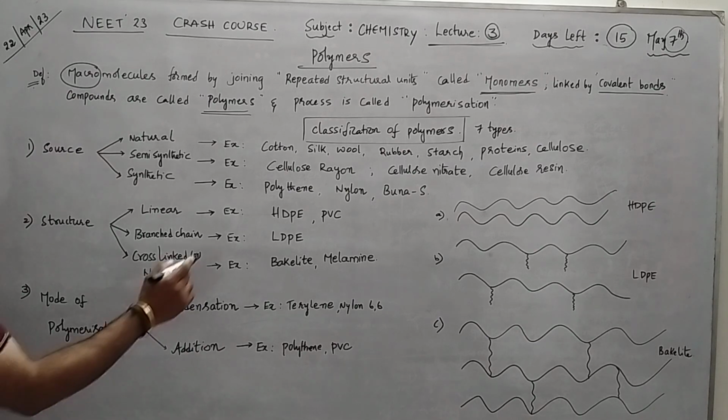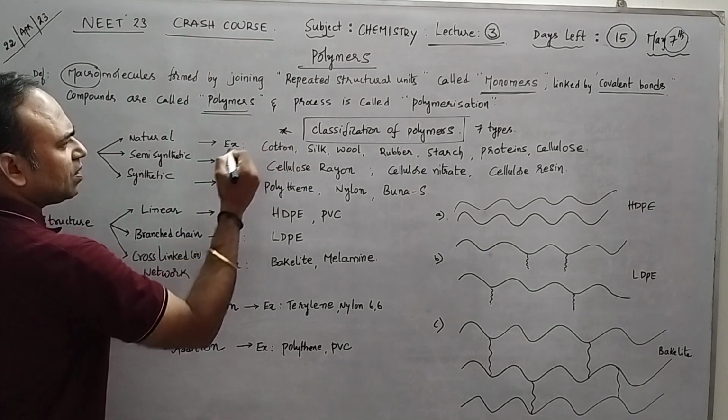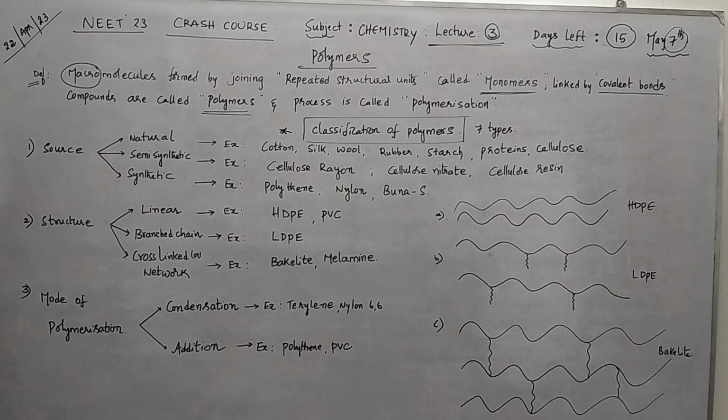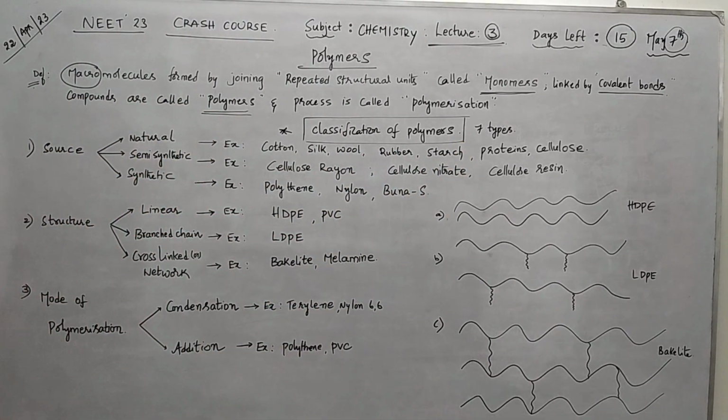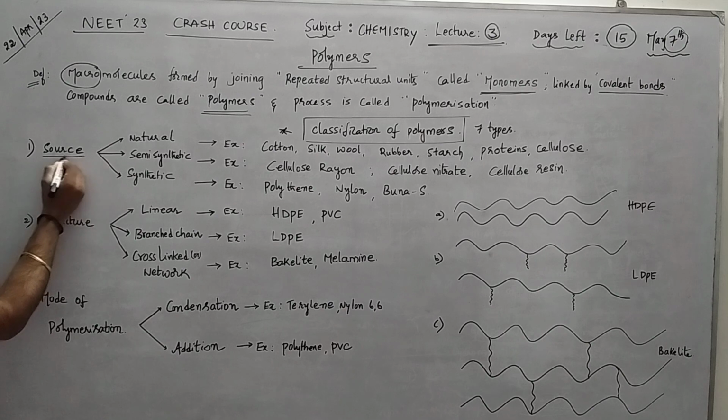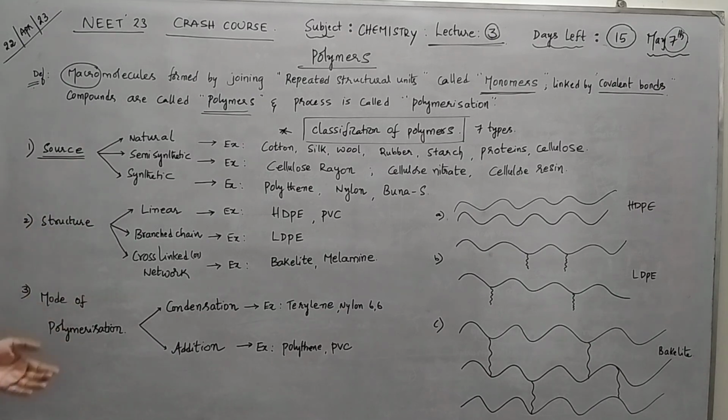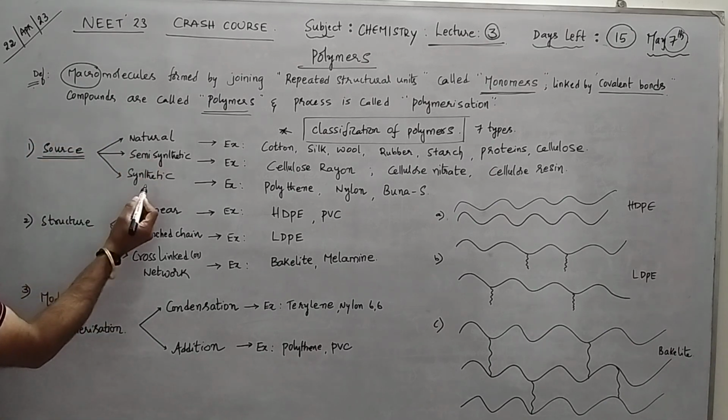Now, first and foremost, we should know the classification. Classification of polymers, we have 7 types. Now in this I have written 3. Later I will write the remaining 4. First and foremost, on the basis of the source from where you are getting monomers, we have classified them into 3 types. First one, natural.